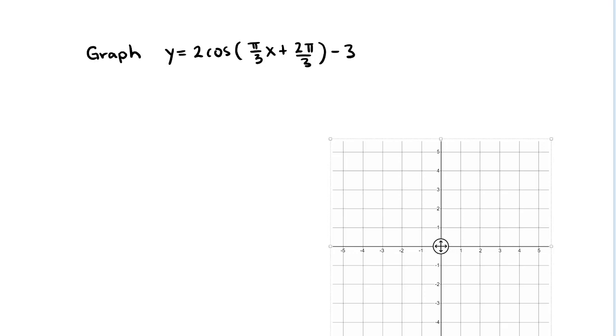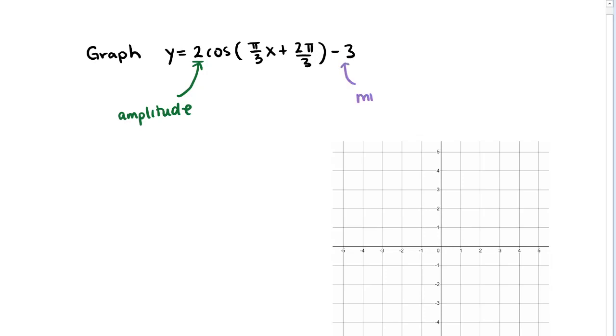So here, I can see right away that this coefficient here, that's the amplitude. I can see that this minus 3 here, this constant, is going to tell me the midline. I can see that this coefficient of our input is going to tell us our period. So this isn't our period, but it can help us find our period. And that 2 pi over 3, that's not quite our shift. We have to do some manipulation first, right?